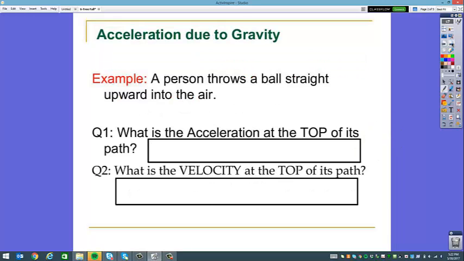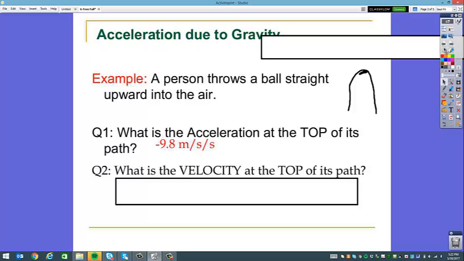Alright, so kind of like what I just said. You throw a ball straight upwards into the air. What is the acceleration at the top of its path? So this would be at its highest point. The ball goes up, comes back down. When it's at the very, very top, that's going to be negative 9.8 meters per second squared.